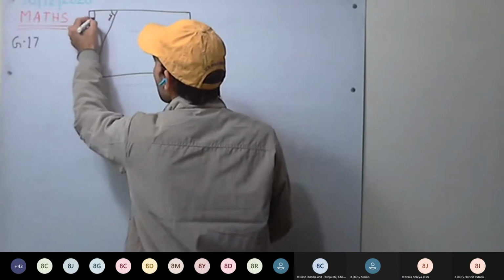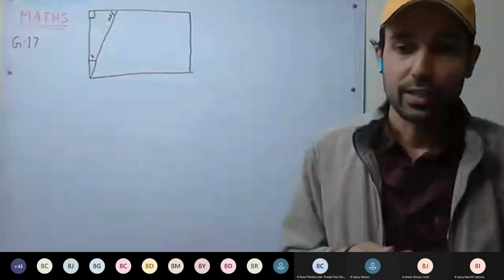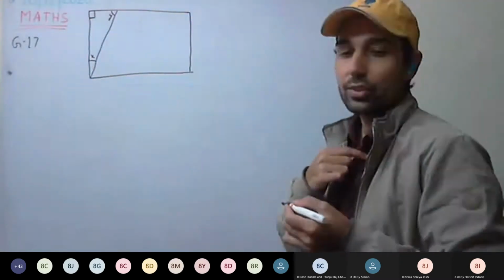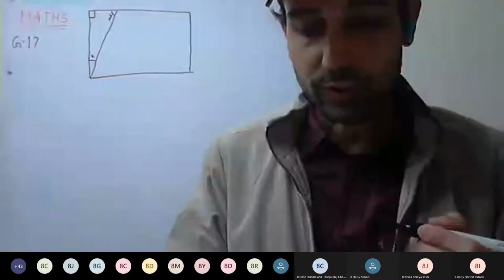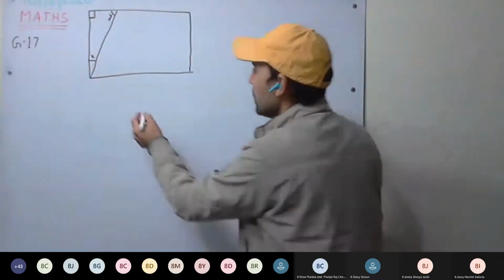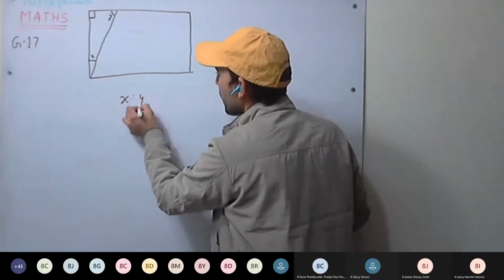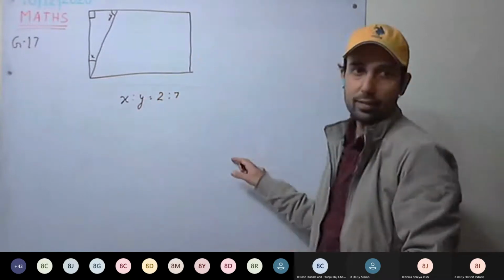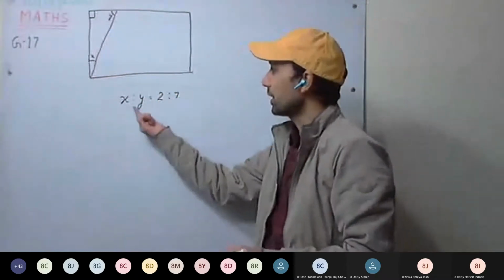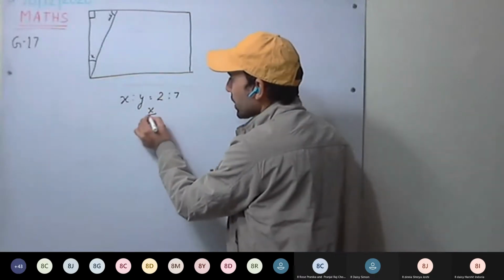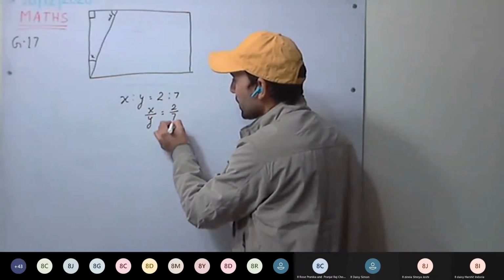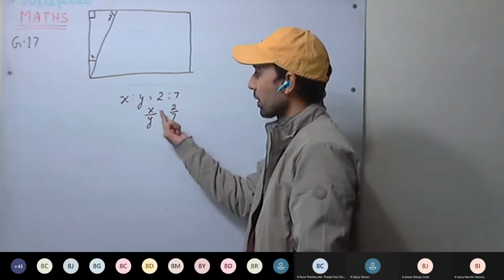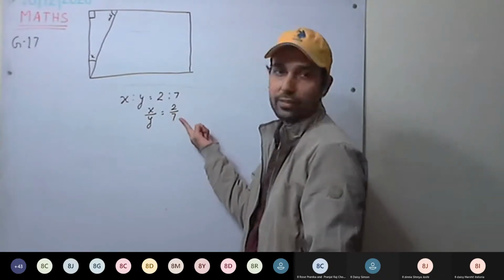This will be how much? 90 degrees. Okay, 90 degrees. Now we have to calculate X and Y. We have to find the value of X and Y. So see here, one ratio is given. X is to Y equal to 2 is to 7. This is the ratio. So we can write X by Y equal to 2 by 7.